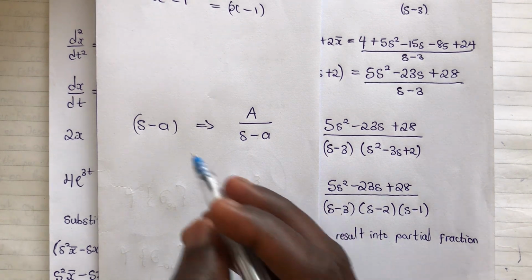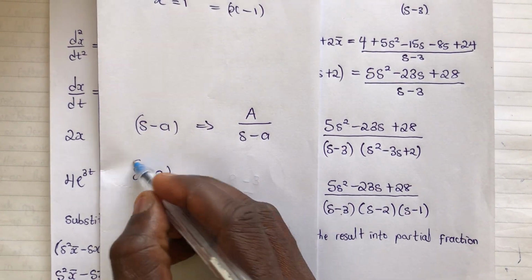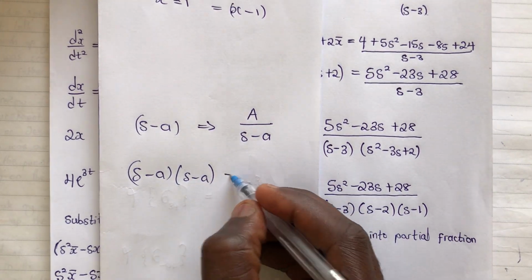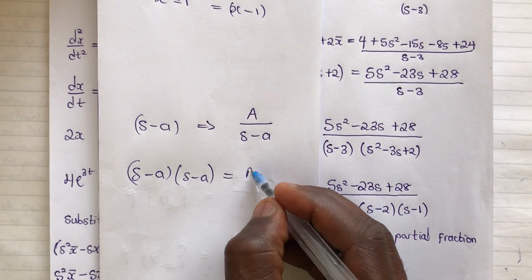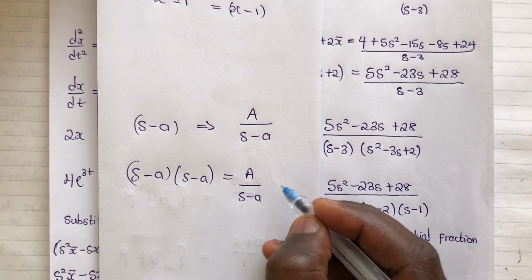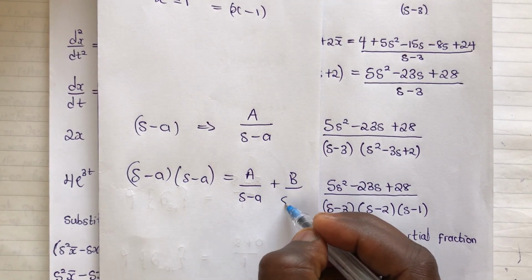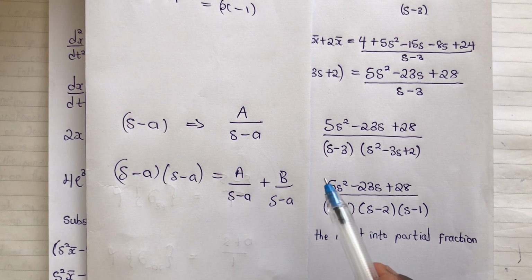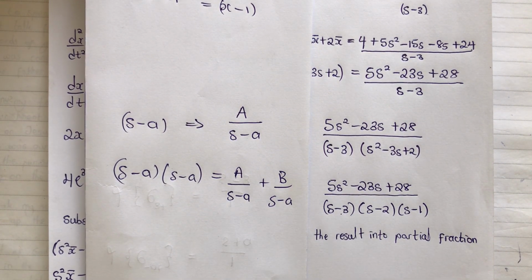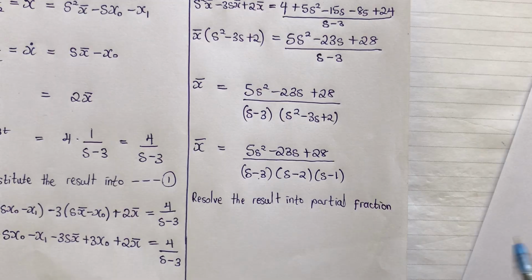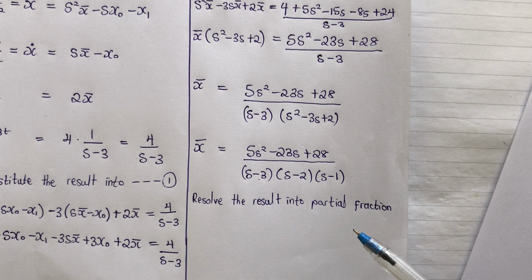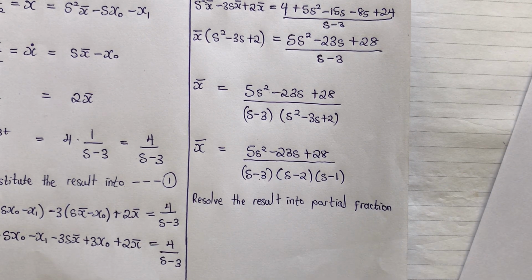Okay, so if I have s minus a, then another s minus b, then in partial fraction, this becomes A over s minus a plus B over s minus b. Now we have 3 linear factors here, so we use the constants A, B, and C. Okay, very simple. So now when we resolve this into partial fraction, what will be our result? Let's do that on a fresh sheet, because I'm not sure we can write it here.